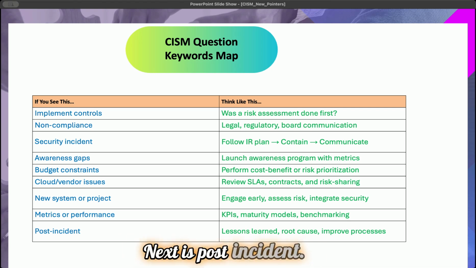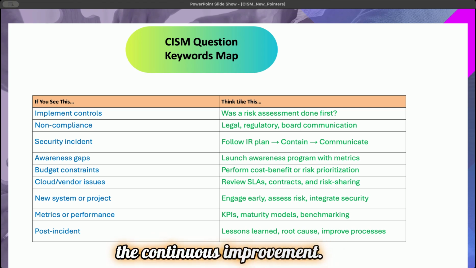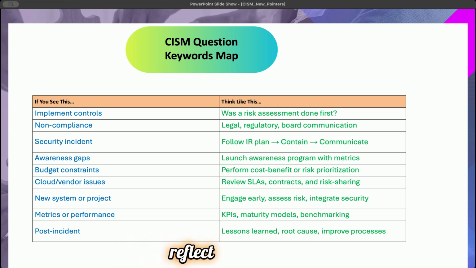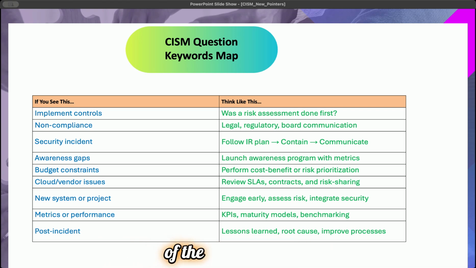Next is post incident. If you see this, ask the question: have we conducted a lessons learned session? Have we updated the incident response plan or controls? Your mindset should be to embrace continuous improvement, and choose the actions that reflect review, improvement, documentation, and communication of the findings.